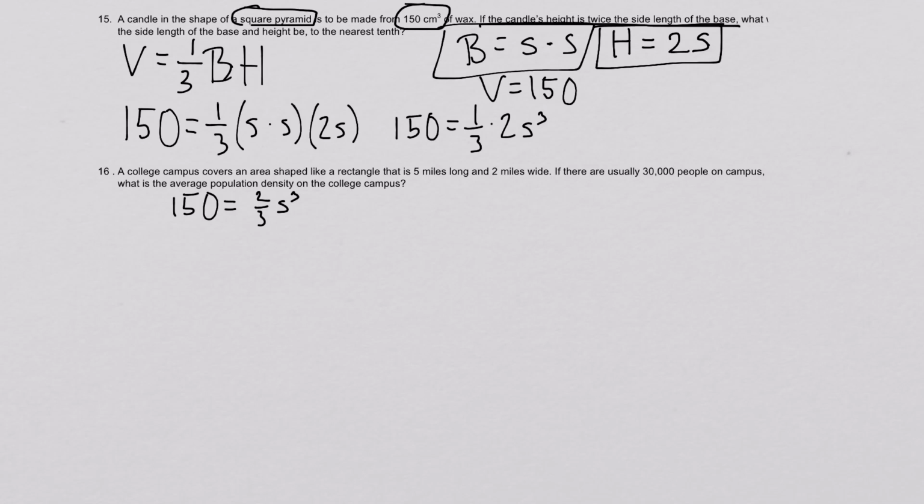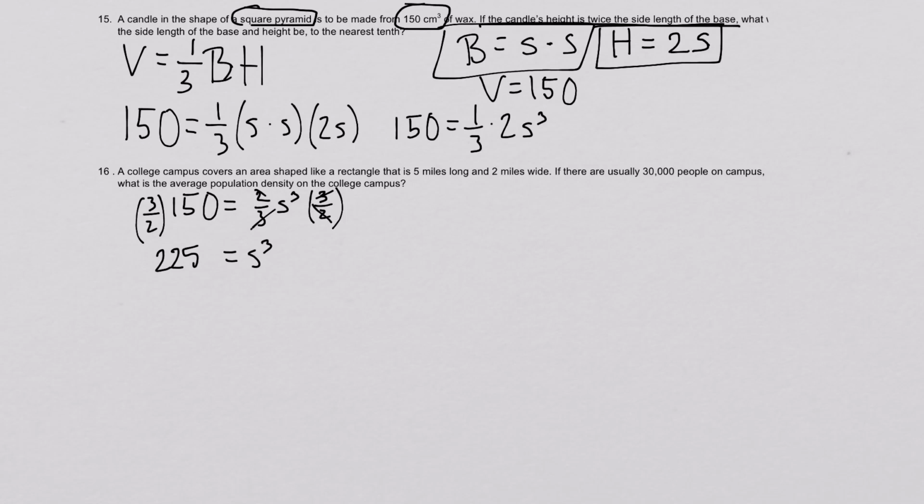And then I'm going to solve this. Okay, first thing I'm going to do is get rid of the 2/3 by multiplying by the reciprocal, which is 3/2. Multiply by 3/2. Because the 2 and the 2 will cancel, the 3 and the 3 will cancel, leaving me with S cubed on this side. On the left side, it's 3/2 times 150, which is going to be 225. Because 3 times 150 is 450, divided by 2 is 225.